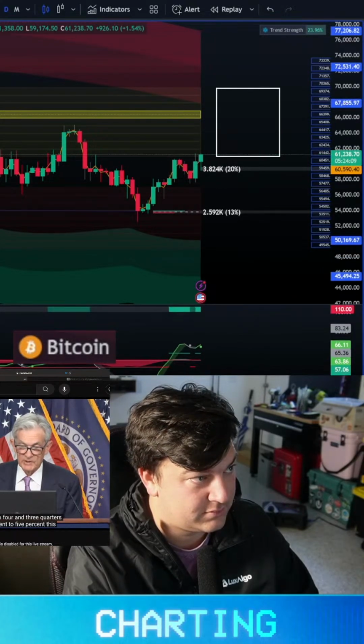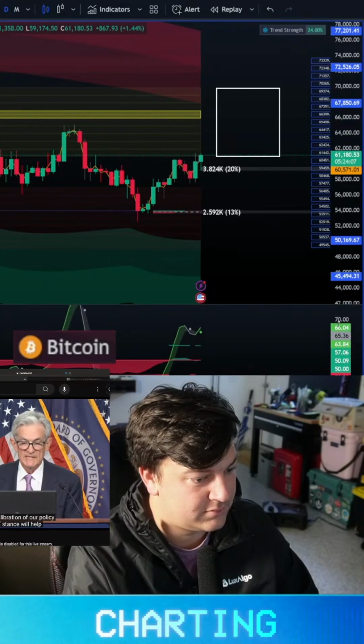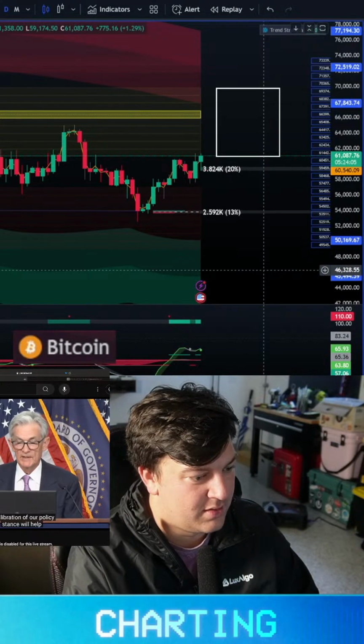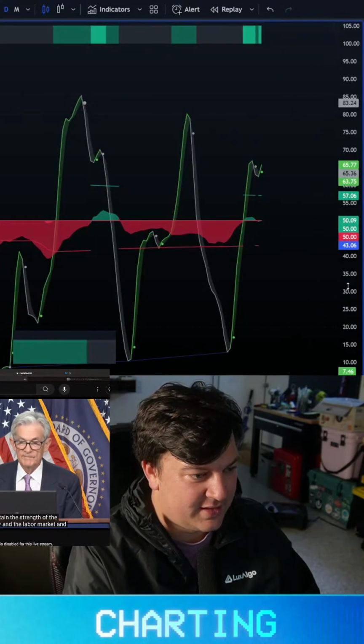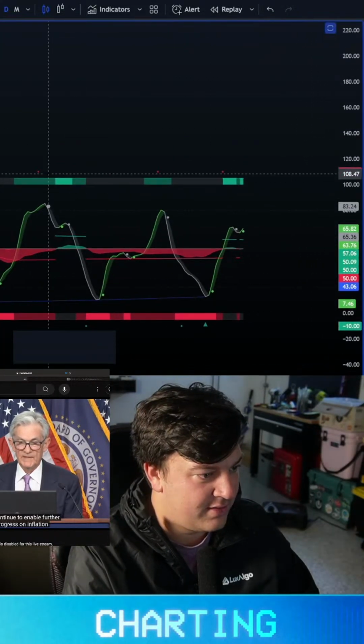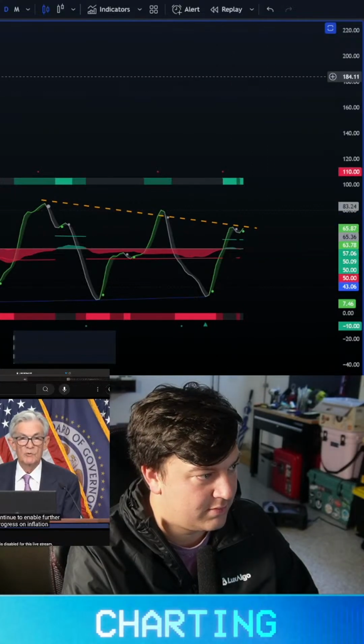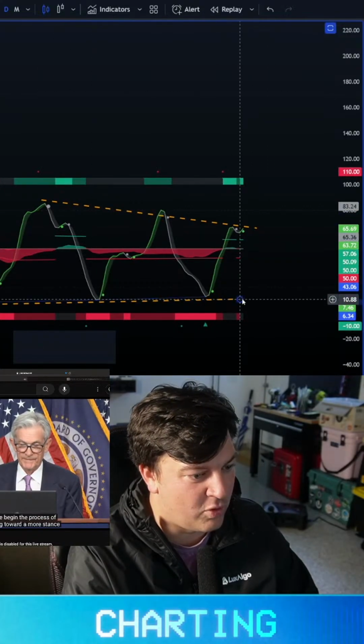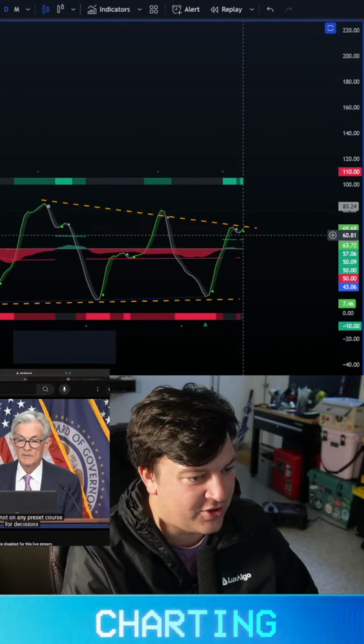This recalibration of our policy stance will help maintain the strength of the economy and the labor market, and will continue to enable further progress on inflation as we begin the process of moving toward a more neutral stance. Love the oscillator right now. You got multiple levels of bullish divergence, and on any turning point preset above 50 right now.